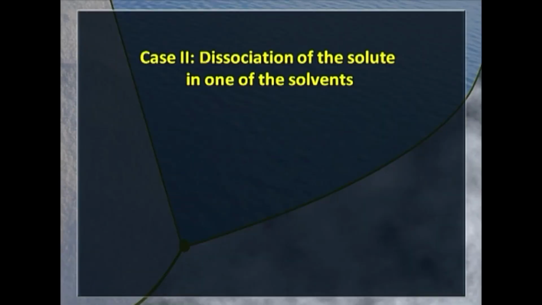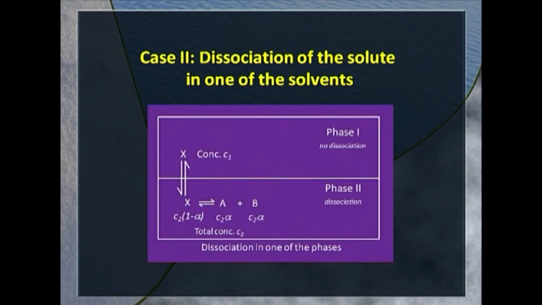For example, in the case of benzoic acid, when it forms a dimer in benzene, it is C1 upon under root C2 that we get as a constant. Let us look at case 2. What happens if the solute undergoes dissociation in one of the solvents?